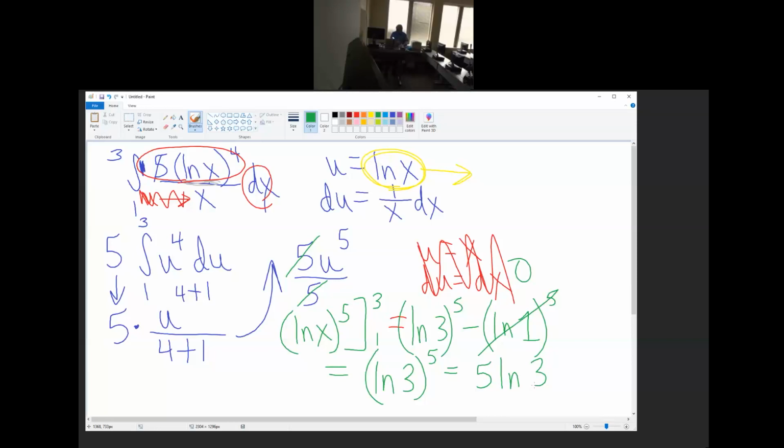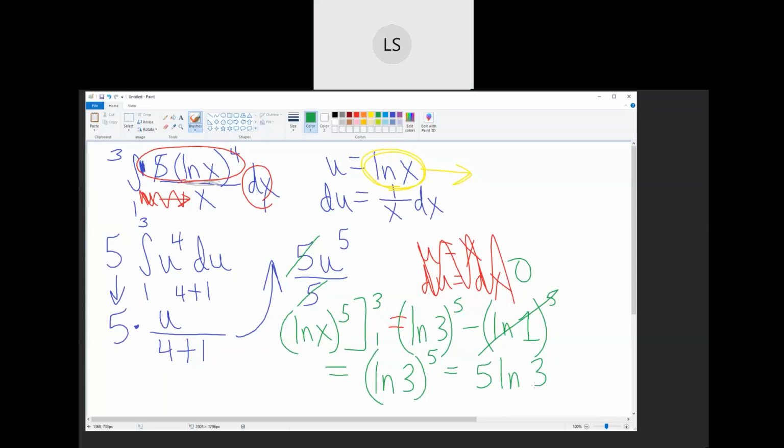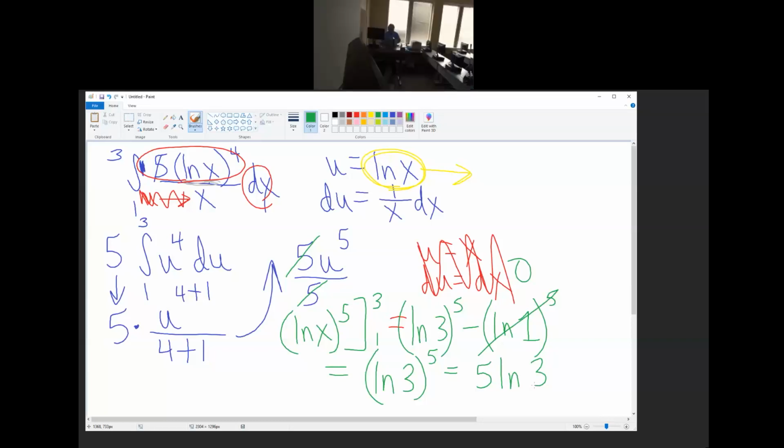Are there any other questions before we look at another u substitution problem? I just need a minute to copy this now. Oh, okay. It's going to take a few seconds. Oh, that's fine.